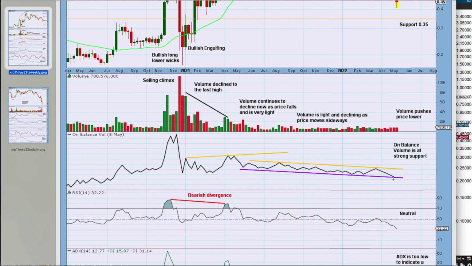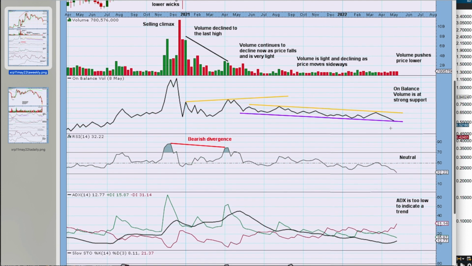On balance volume at the weekly chart level is at really quite strong support. If we see a break below that, that would be a strong bearish signal. We could see a break below this, and then support could still be found at 35 though. Volume is pushing price lower, but volume is a lot lighter than the prior upward push. That's normal behaviour for these cryptocurrencies when they're in bear markets.